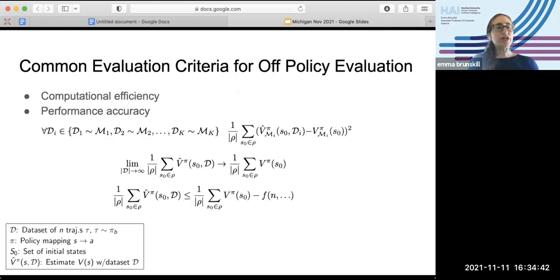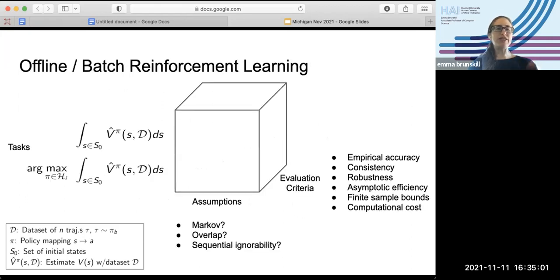In terms of evaluation criteria, I think that's also been really interesting to look at. Some people care a lot about computational efficiency. There's performance accuracy, as well as things like performance bounds, where we can consider how the performance is changing with the amount of data we have. And then there's also these two separate tests of whether we're doing off policy evaluation or actually maximization.